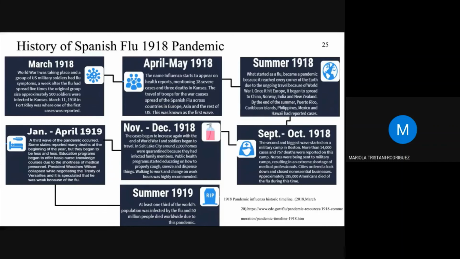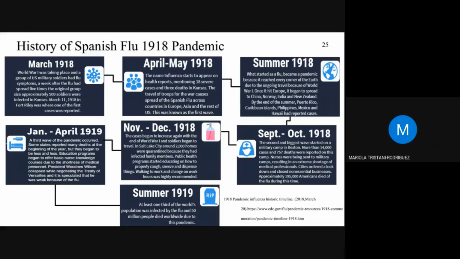April and May of 1918 was known as the first wave of the pandemic. Health reports started to mention the name influenza, reporting 18 severe cases and 3 deaths in Kansas. The travel of the troops contributed to the quick spread of this infection. During the summer of 1918, it officially became a pandemic. It got to Europe, China, Norway, India, and New Zealand. By the end of this summer, Puerto Rico, Caribbean islands, Philippines, Mexico, and Hawaii had reported cases.